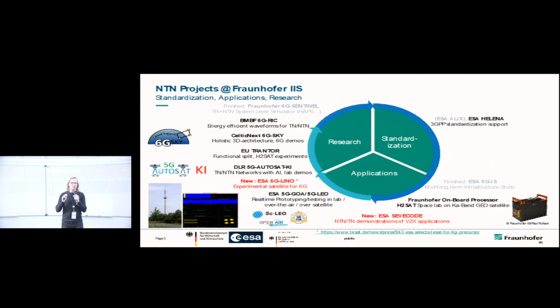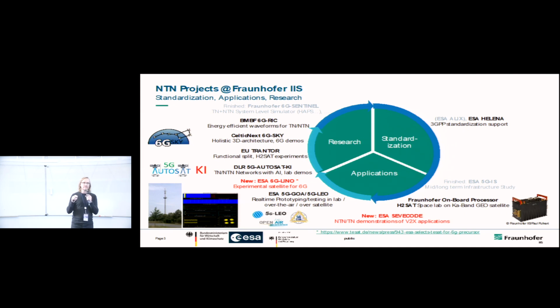What we at IIS do regarding 5G and 6G is we always try to show it in some kind of circle, because we're active in standardization, we are doing applications, basically proofs of concept, demonstrations, and research. And we do it in a circle because the outcome of standardization we usually use in these applications for these demonstrations.